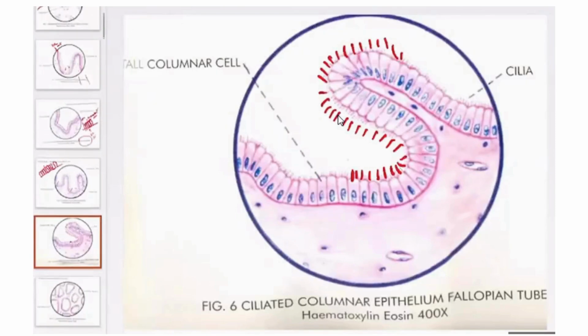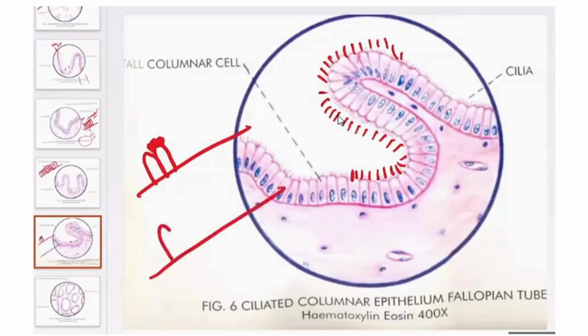How do you differentiate brush border and cilia? Brush border is just a thickening over the surface of the cell membrane; as such, it is an extension from the cell membrane. If you take cilia, you get hair-like projections extending outside.